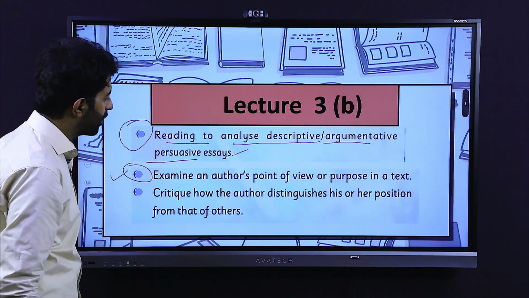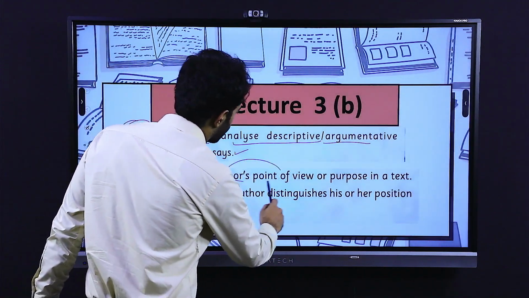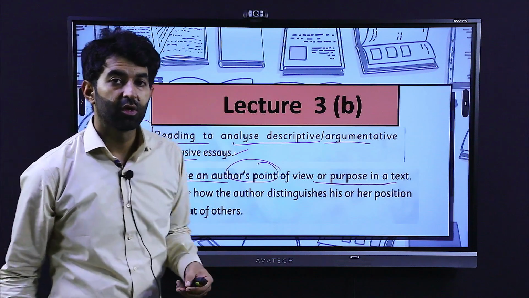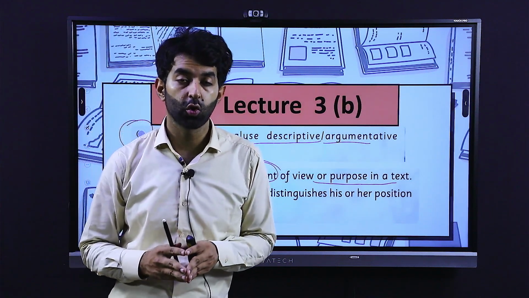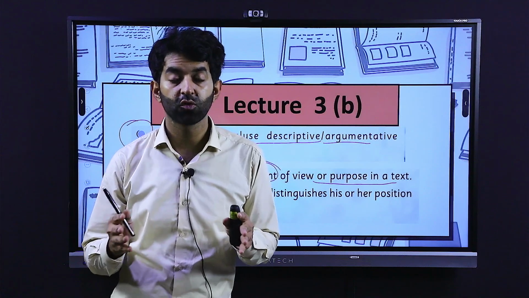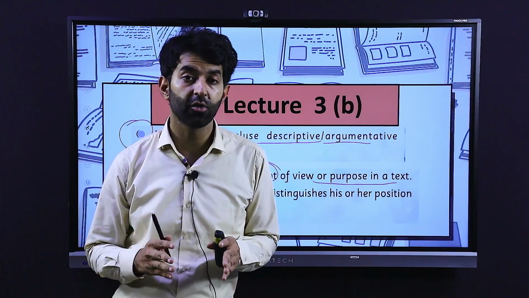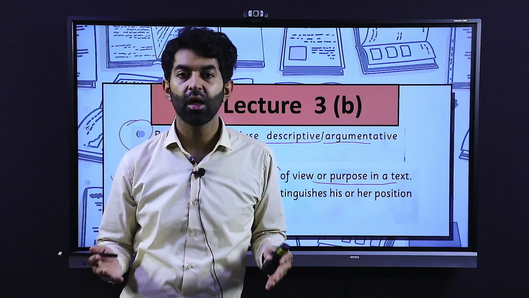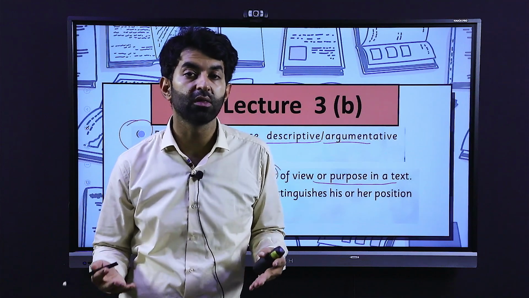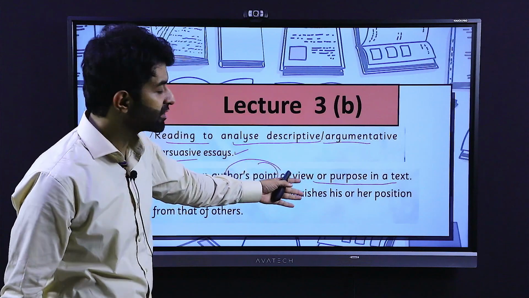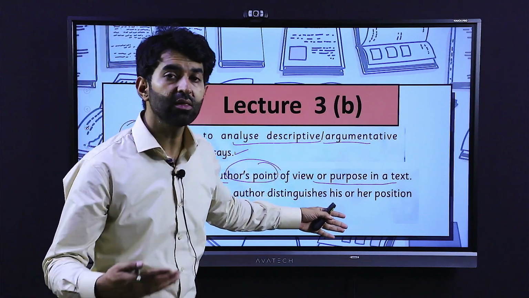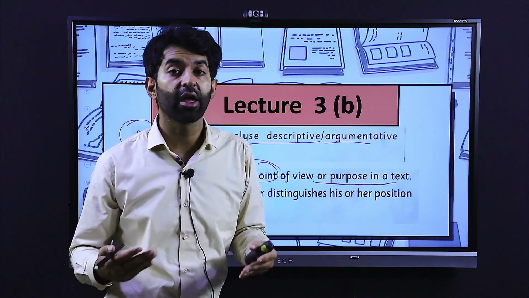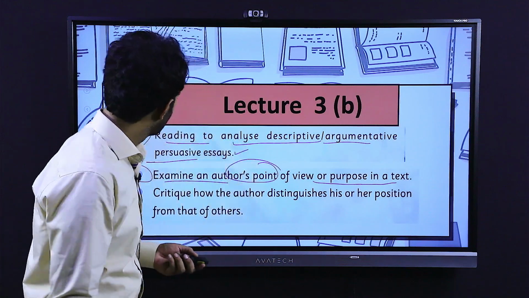Secondly, we will talk about examining an author's point of view or purpose in a text. The narrative perspective, the point of view that the writer or the poet chose in prose or poetry respectively, we will see what these points of view are and how many there are, and how we can differentiate between these different points of view, and what the purpose of the author is in writing the text. What was the intention? What is he or she trying to say?